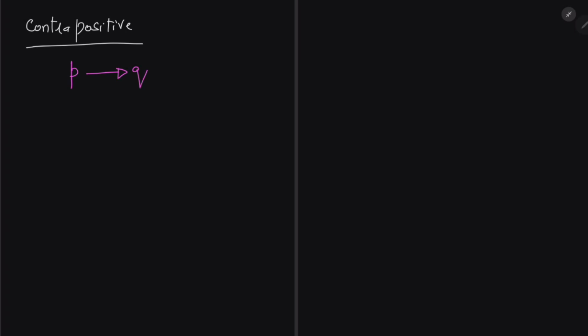Contrapositive says that first you negate the conditional statement. We negate that. Then we reverse the order of this negated conditional statement. So this becomes not Q implies not P. So this is the contrapositive.